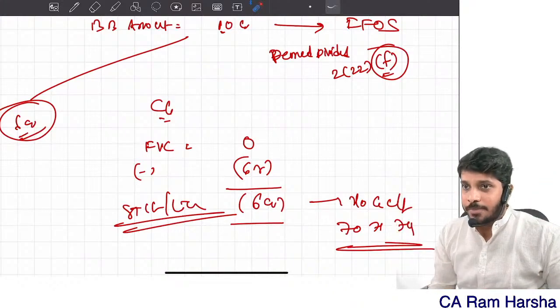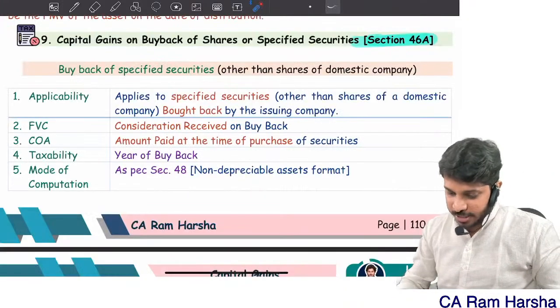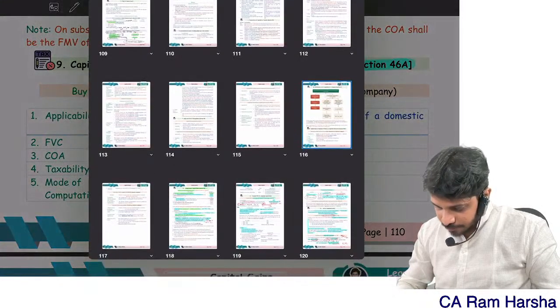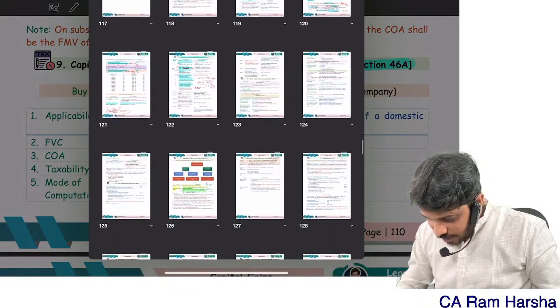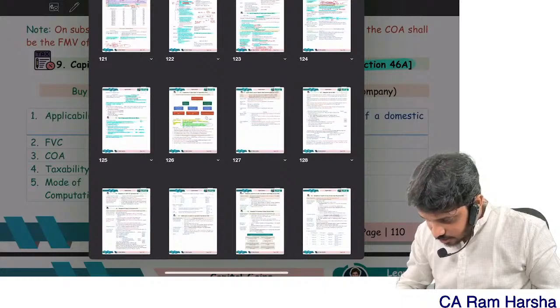Are you clear? Then let's look at slump sale. Once we cover slump sale, I will discuss exemptions.